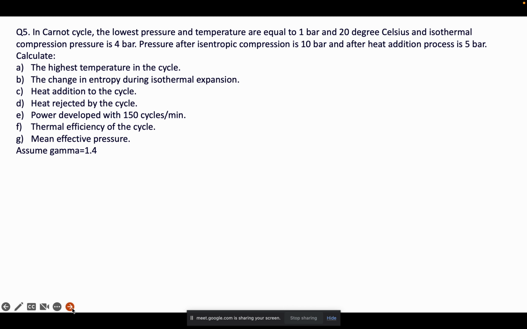In a Carnot cycle, the lowest pressures and temperatures are equal to 1 bar and 20 degrees Celsius, and isothermal compression pressure is 4 bar. Pressure after isentropic compression is 10 bar, and after heat addition process is 5 bar. You have to calculate the highest temperature of the cycle, the change in entropy during the isothermal expansion, the heat addition to the cycle, the heat rejected by the cycle, the power developed with 150 cycles per minute, the thermal efficiency of the cycle, and the mean effective pressure. And you have to assume that gamma is 1.4.